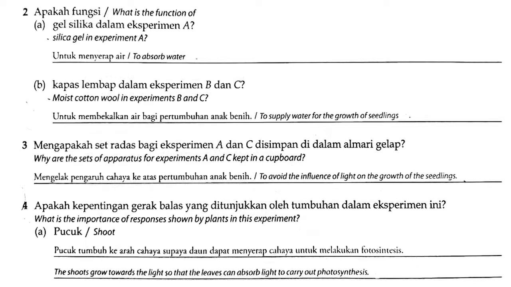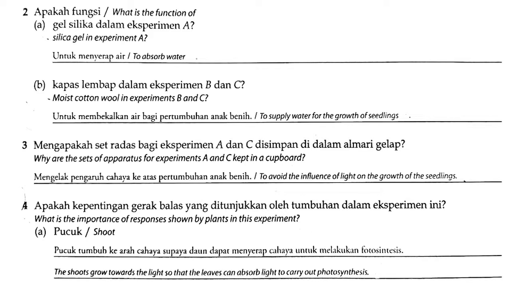2. What is the function of silica gel in experiment A? To absorb water. B. Moist cotton wool in experiments B and C. To supply water for the growth of seedlings. 3. Why are the sets of apparatus for experiments A and C kept in a cupboard? To avoid the influence of light on the growth of the seedlings.